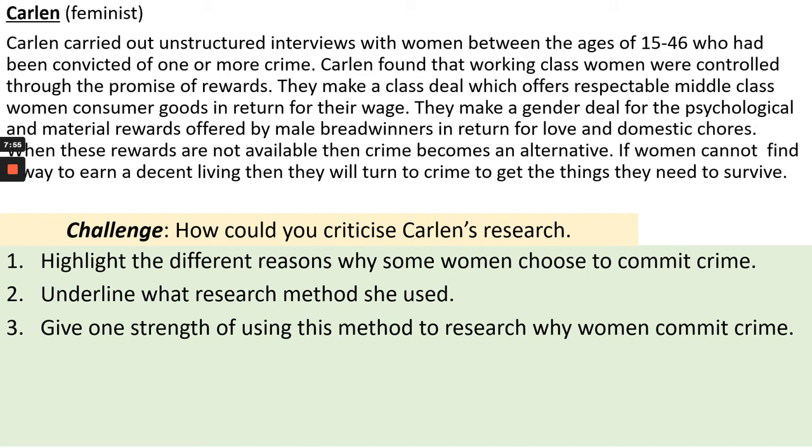If their rewards are not available to them, whereby perhaps the husband doesn't provide what they need financially, perhaps they don't have a job, then it becomes a situation where they have to commit crime in order to earn a decent living and to survive. So again, read through that explanation there and highlight the different reasons women choose to commit crime. Underline the research methods. I mentioned it's in the first sentence. And what's the strength of using research methods to explain why women commit crime?